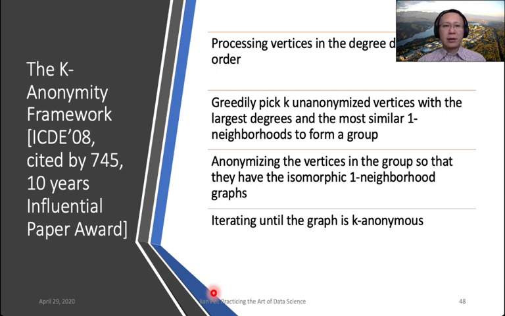Inspired by their question and challenge, we developed a very simple yet effective framework for social network anonymization. The idea is that we process the vertices in degree descending order, and then we greedily pick k vertices with the largest degrees and the most similar one-neighborhood to form a group. And then we anonymize the vertices in the group so that they have isomorphic one-neighborhood graphs. And we iterate this until the graph is k-anonymous.